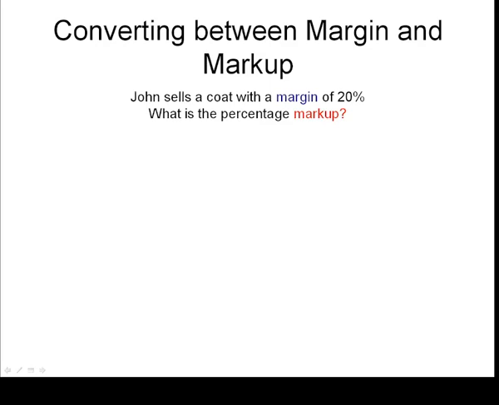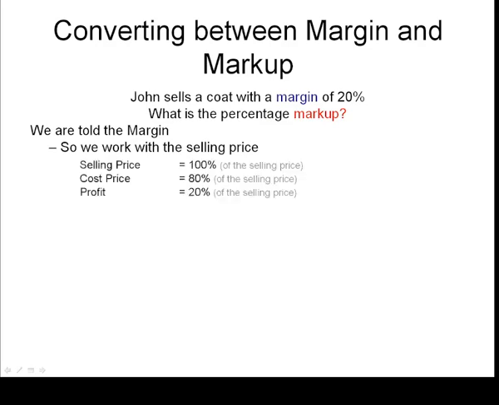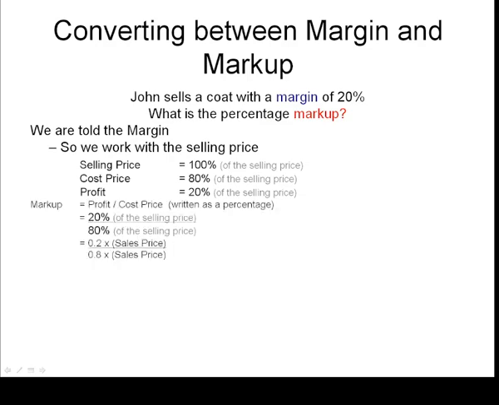So we're told we have a margin of 20%, so we know that we're going to be starting off working with the selling price. So the margin is 20% of the selling price. To find markup, we need to know what the cost price is and what the profit is. We don't actually know what the actual numbers are, so we're just going to be saying what percentage of the selling price we have. The selling price obviously is 100% of the selling price. The profit is 20% of the selling price. That's what the question tells us. So the cost price is 100 minus 20 equals 80% of the selling price.